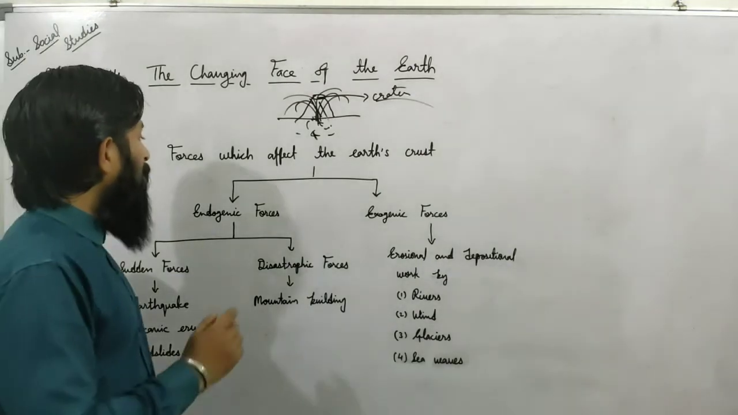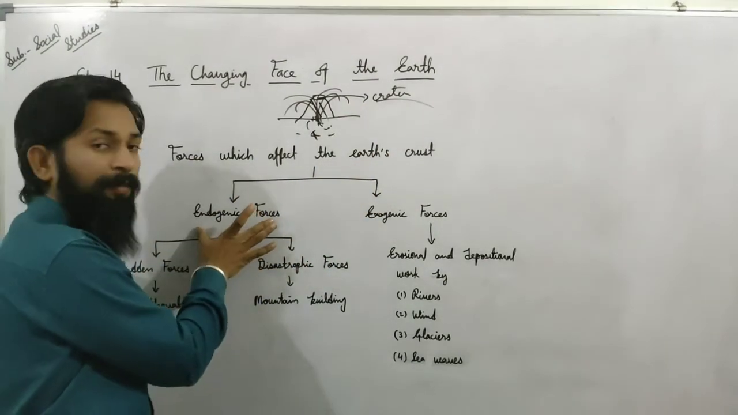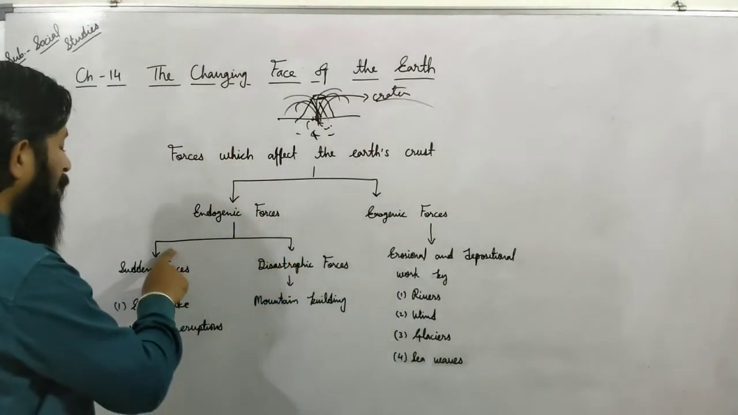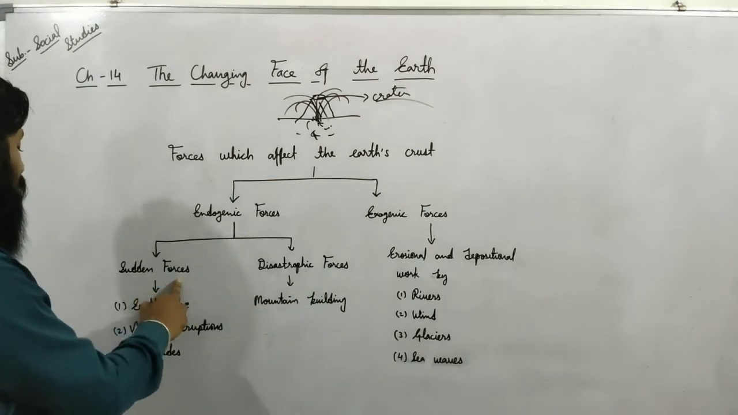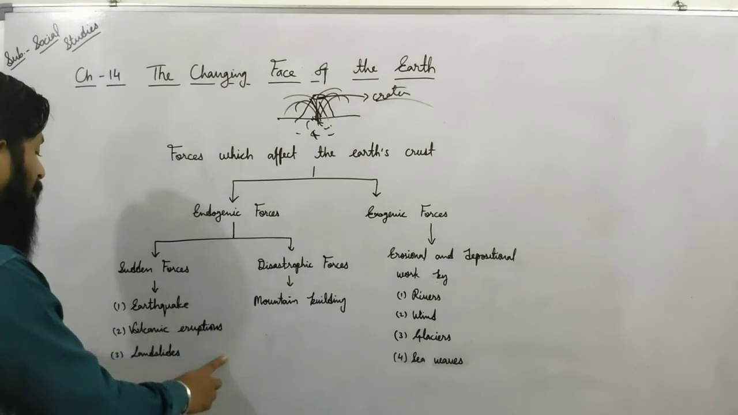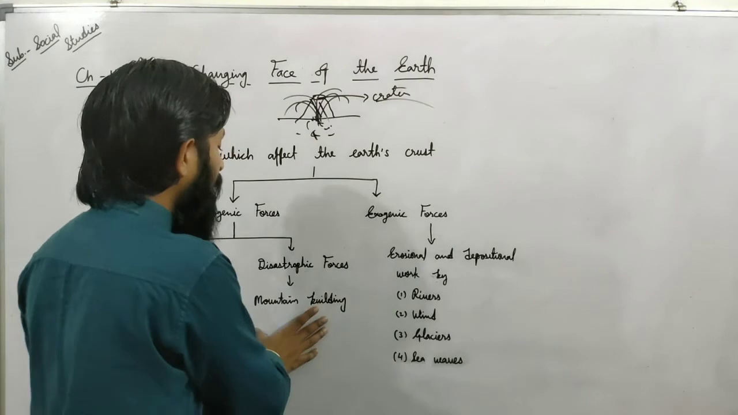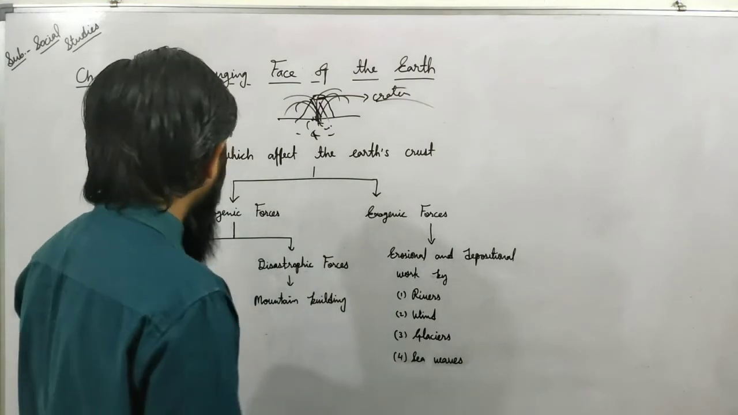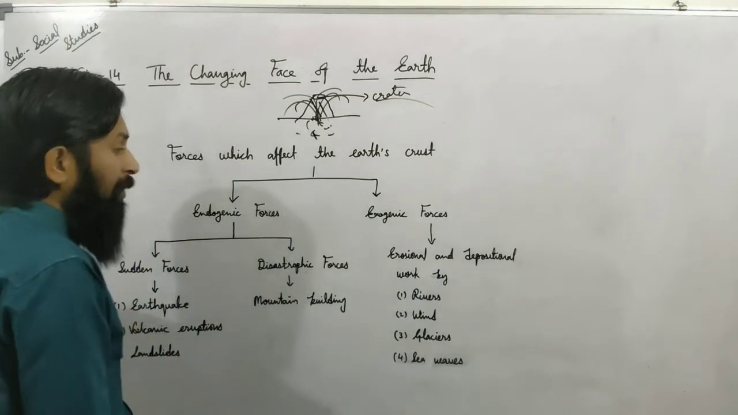Dear students, in this chapter we talked about forces which affect the earth's crust. It is divided into two parts. Two types of forces work here: endogenic and exogenic. Endogenic forces are again divided into two parts: sudden forces and diastrophic forces. Sudden forces are of three types: earthquake, volcanic eruption and landslide, all coming suddenly. Diastrophic forces, like mountain building, are also part of the endogenic forces. Whenever a volcanic eruption happens, there will be creation of a mountain.